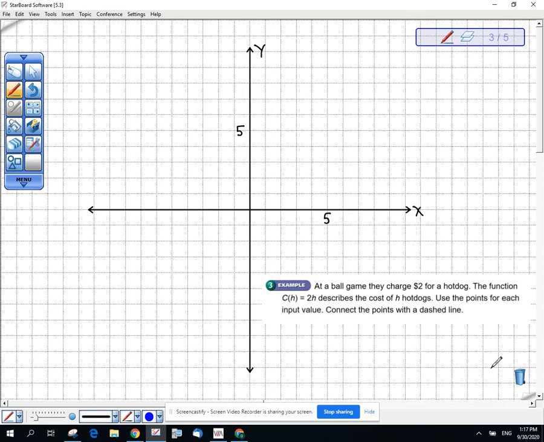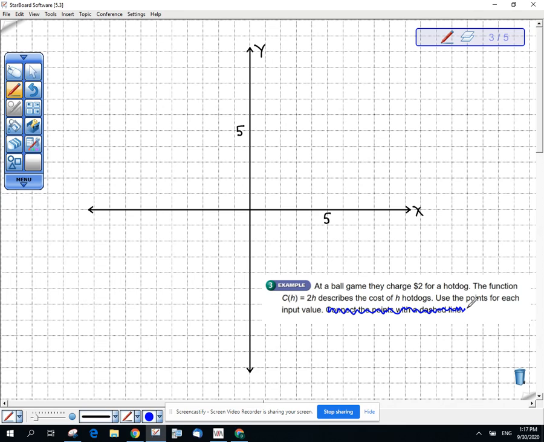All right, next example. It says at a ball game, they charge $2 for a hot dog. The function C of H equals 2H describes the cost of H hot dogs. Use the points for each input value. Connect the points with a dashed line. Again, I don't think we need to do this. You don't buy partial hot dogs, so we're just going to put the points down where there are whole hot dogs and what you paid for them.